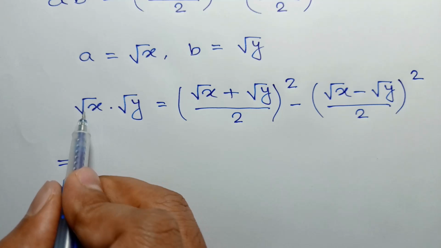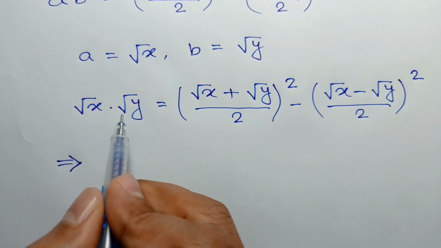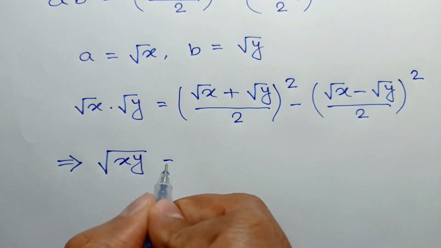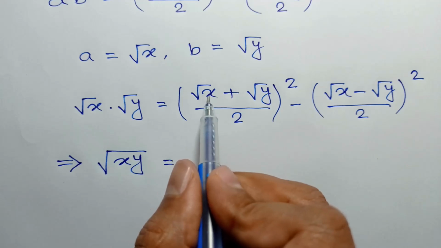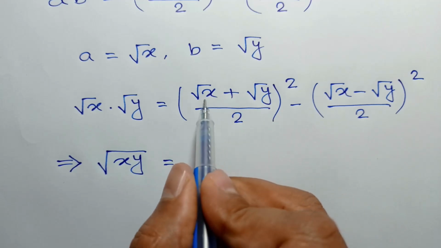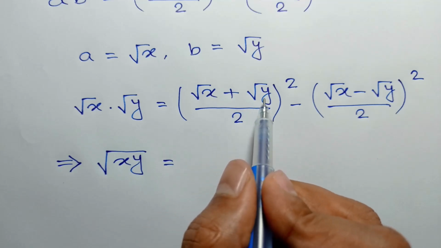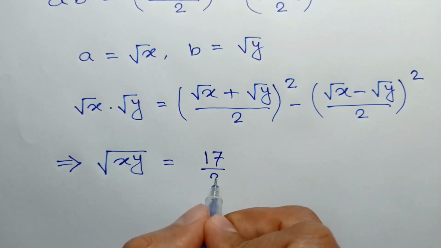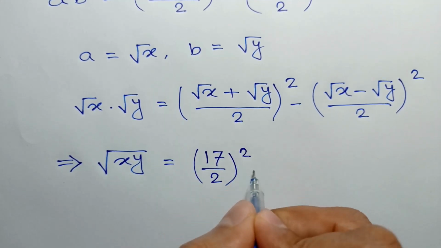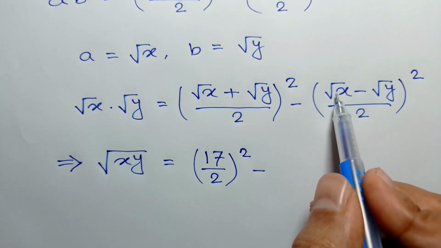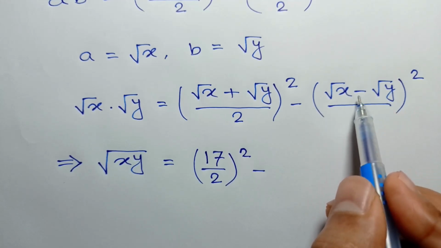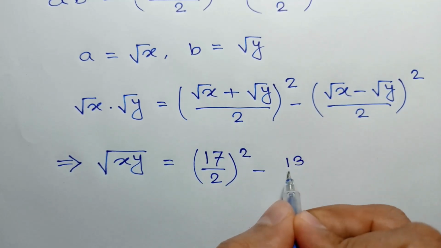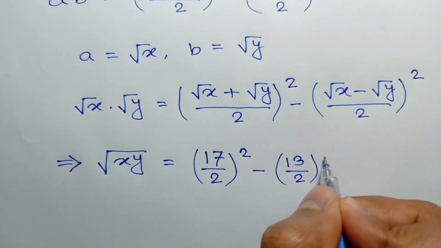Or square root of x times square root of y, that is square root of xy, is equal to... the value of square root of x plus square root of y is 17. So substituting this value here, we can write 17 over 2 whole square, minus the value of square root of x minus square root of y is 13. So substituting this value here, we can write 13 over 2 whole square.